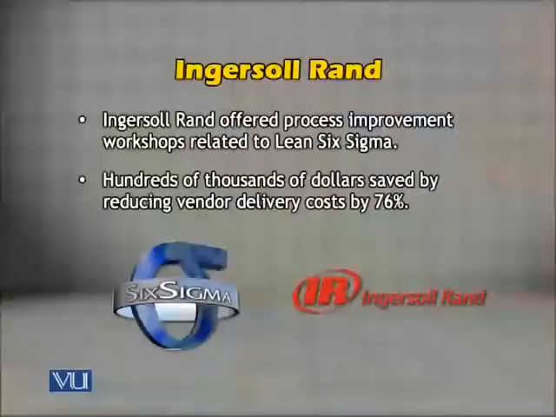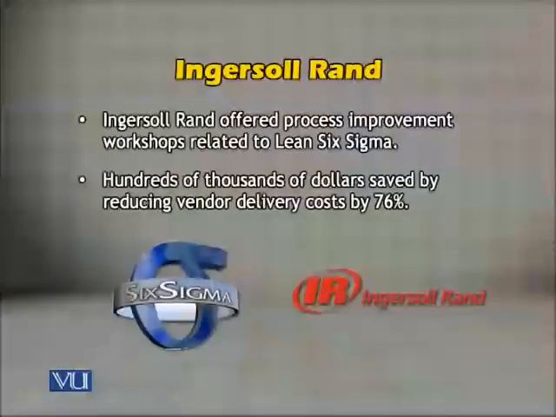And the outcome they measured for this quality control training workshop was that hundreds of thousands of dollars were saved by reducing vendor delivery costs by 76%. So this is a metric they used to evaluate the training. This is how the effectiveness of a particular training program may be measured and should be measured, linked to the objectives of the training, which must be linked to the business strategy of an organization.